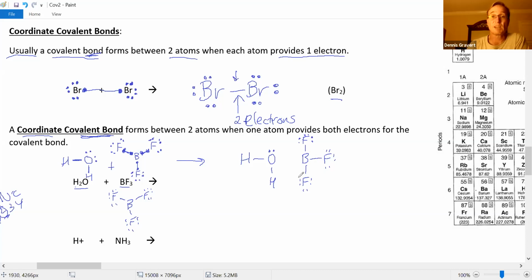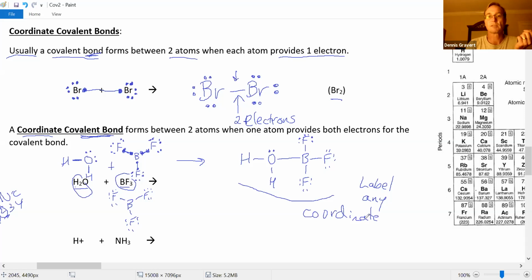Okay, so what I did is I rewrote the BF3 molecule this way. Water, I rewrote the same exact way, but instead of the 2 dots belonging to oxygen, oxygen is going to share them with boron and make a 4th bond. And this is the product. So if you're getting confused, let me just simplify it and give you an exam question. So I might say, hey, H2O and BF3 makes this molecule. Label any coordinate covalent bonds.